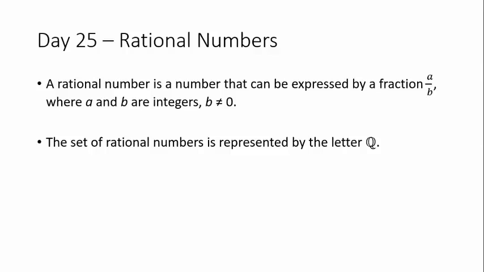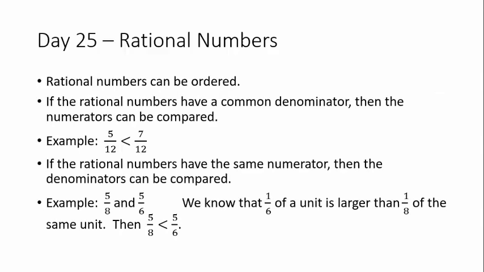Let's talk about a rational number. A rational number is a number that can be expressed by a fraction a over b, where a and b are integers and b is not equal to 0. We have a symbol for the set of rational numbers. It is the capital Q. We can order rational numbers, just like we can order integers.